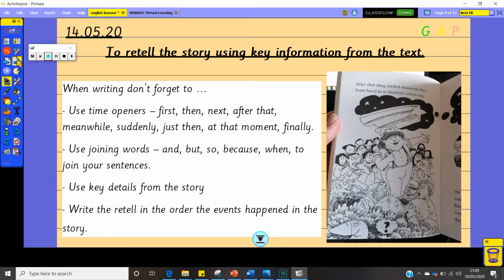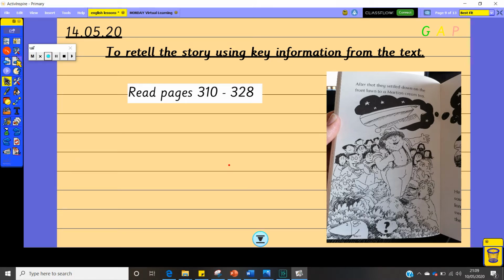The first thing I would like you to do now is to pause this video and to sit quietly with somebody at home and read from pages 310 to 328. This page here that you can see on the screen is page 328. So I'd like you to stop where you can see the shooting star. And then we will have a go at retelling the story using the key information that we have found out.